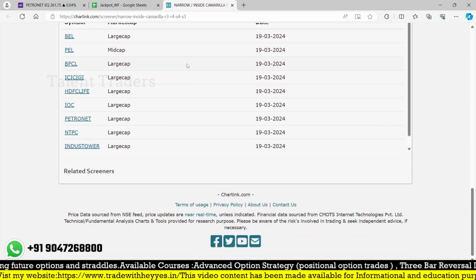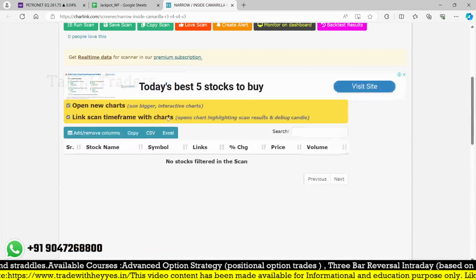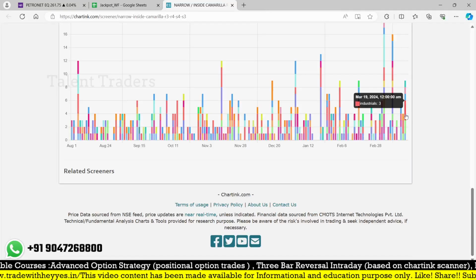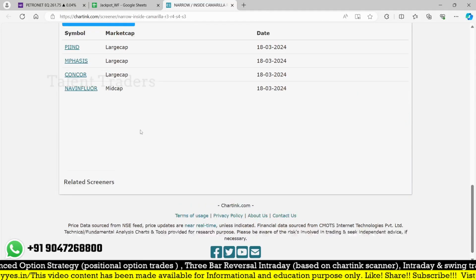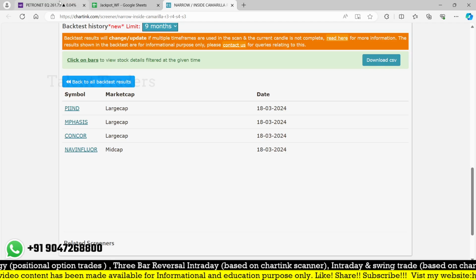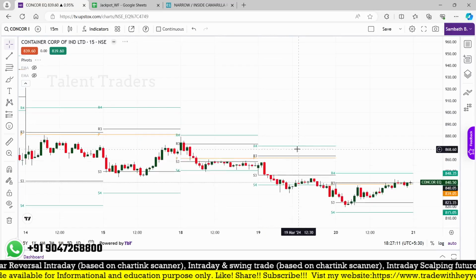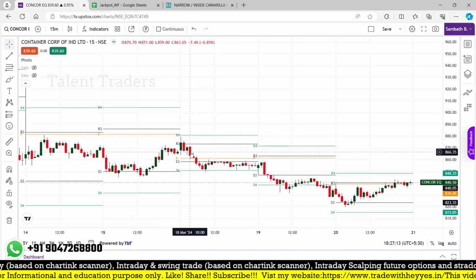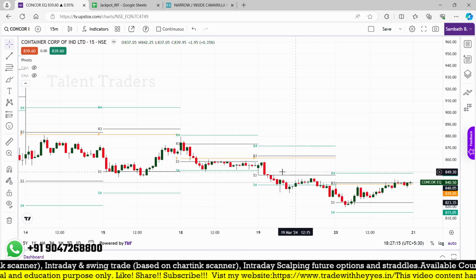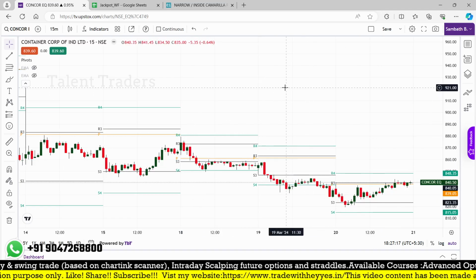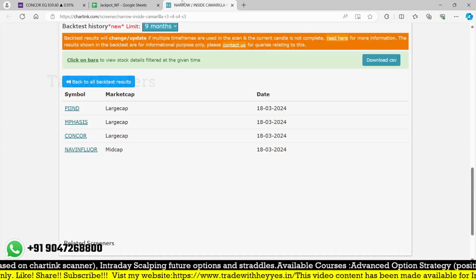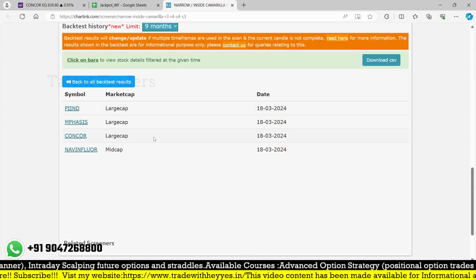Previously there were a lot of stocks, but recently today we don't find any. This one is on the 19th, and before that Kankar, MPSs on the 18th. So let me check Kankar. This is a sample scanner, one of the scanners. Here is the Kankar level, and this R4 is not broken. The S4 gave the breakout, and it gave such a good move on the downside.